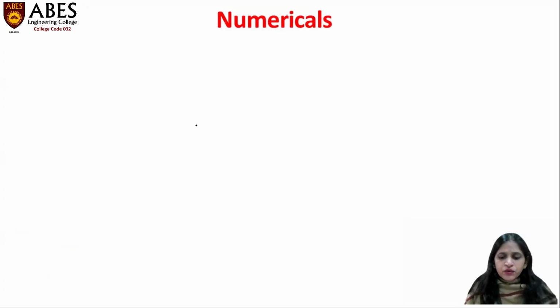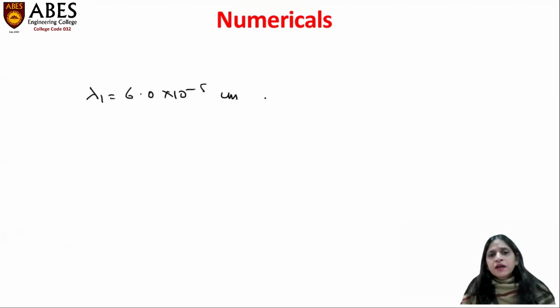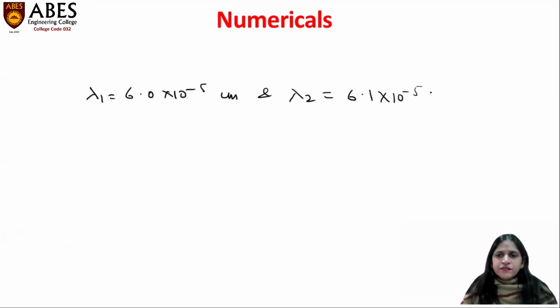See, over here two lambdas are given, lambda 1 and lambda 2. Lambda 1 is 6.0 into 10 to the power minus 5 centimeter, and lambda 2 is 6.1 into 10 to the power minus 5 centimeter. Mu is given as 4 by 3, sine i is also given as 4 by 5, and the question is talking about the dark bands.